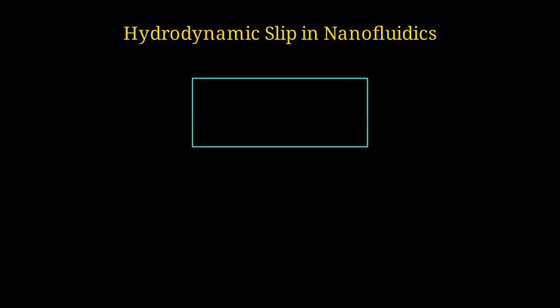Welcome to an exploration of one of the most fascinating phenomena in nanoscale fluid dynamics, hydrodynamic slip. At the nanoscale, fluids behave in surprising ways that challenge our classical understanding of fluid dynamics. Let's start by understanding the classical no-slip boundary condition that dominates macroscale fluid dynamics.